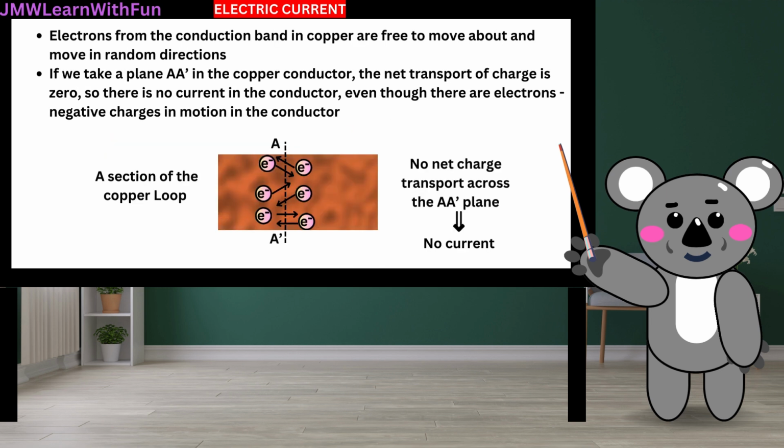Electrons from the conduction band in copper are free to move about and move in random directions. If we take a plane A prime in the copper conductor, the net transport of charge is zero, so there is no current in the conductor, even though there are electrons, negative charges, in motion in the conductor. The figure shows a section of the copper loop with a plane A prime. No net charge transport across the A prime plane implies no current.